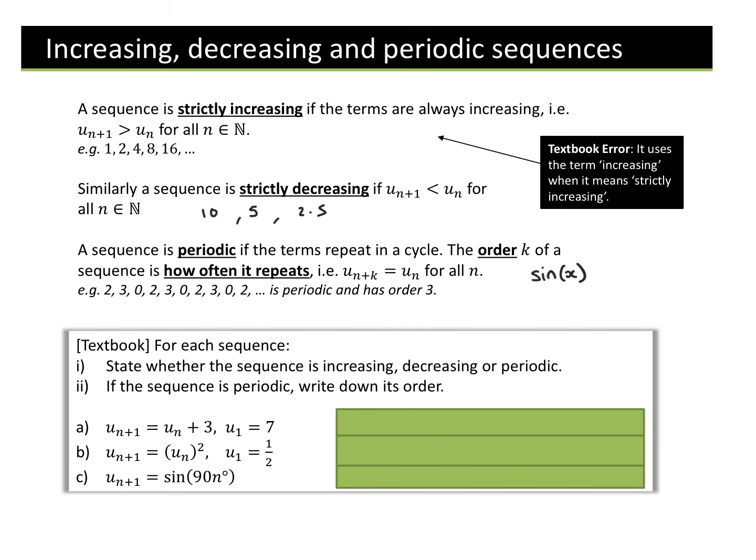Now, for each sequence, we're going to state if it's increasing, decreasing, or periodic, and if so, why. We have to write down the order, okay? What we do to do this is we substitute in these values. So when u1 is 7, I'm going to have 7, plus 3, 10. 10 plus 3, 13. Okay, this is strictly increasing.